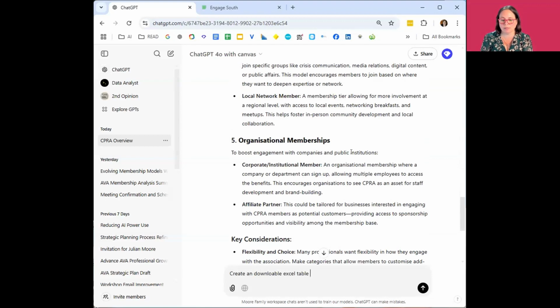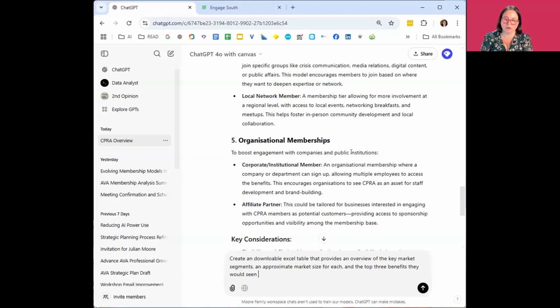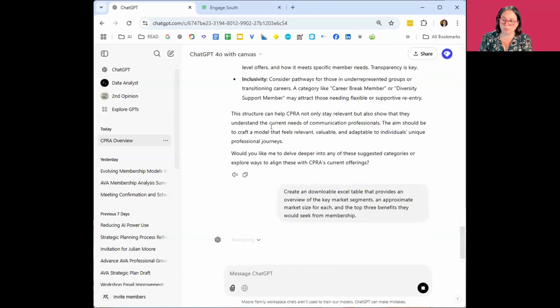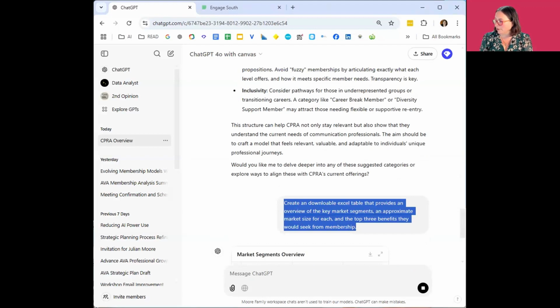a downloadable Excel table that provides an overview of the key market segments, an approximate market size for each, and the top 3 benefits they would seek from membership. Now, this is where it helps you to get your drafting. It's not going to give you the final answer. And I'll pop that prompt into the chat.